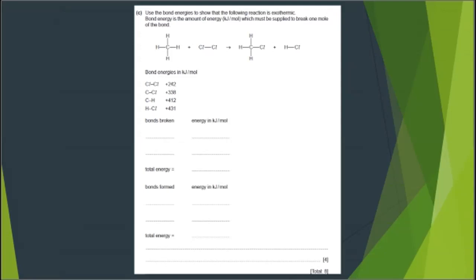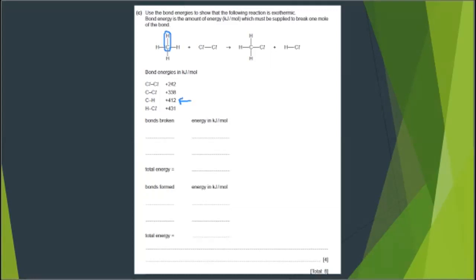So here's an interesting question that is placed before us. It said, use the bond energies to show that the following reaction is exothermic. Bond energy is the amount of energy, in kilojoules per mole, which must be supplied to break 1 mole of the bond. Right? So in essence, they're telling you that for each bond that is formed, for this carbon-hydrogen bond here, there's energy that is required for it to form.